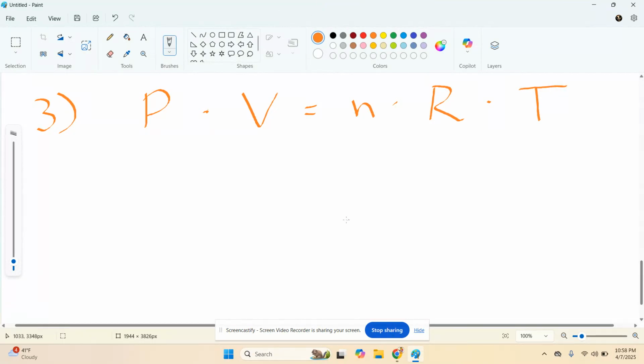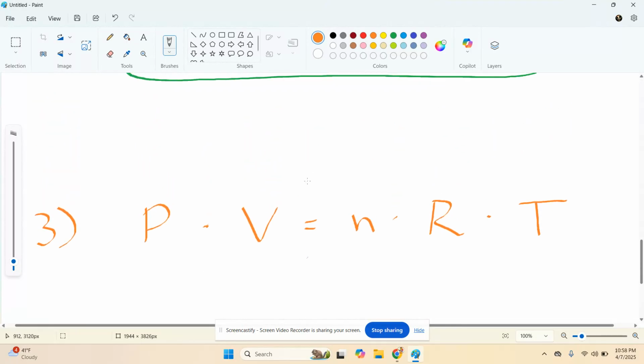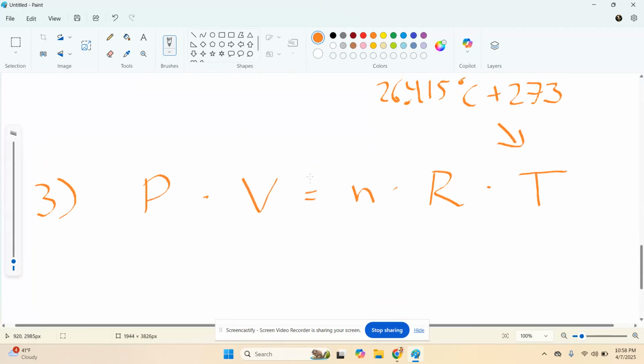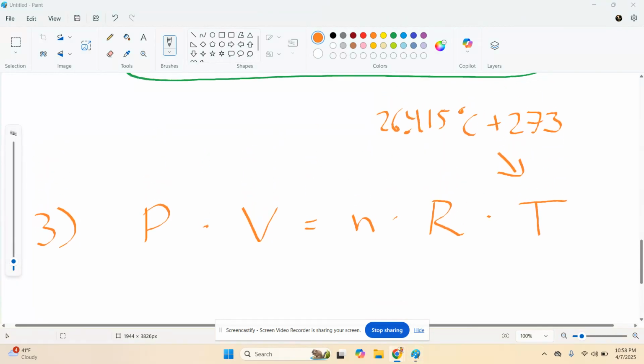Now, the temperature given in my problem was 26.415 degrees Celsius. I need to add 273 to that to turn it into Kelvin. If you see a degree Celsius sign anywhere in an assignment, you got to turn it into Kelvin. So here I go, I'm going to start plugging in values. Let's plug in that temperature value first.